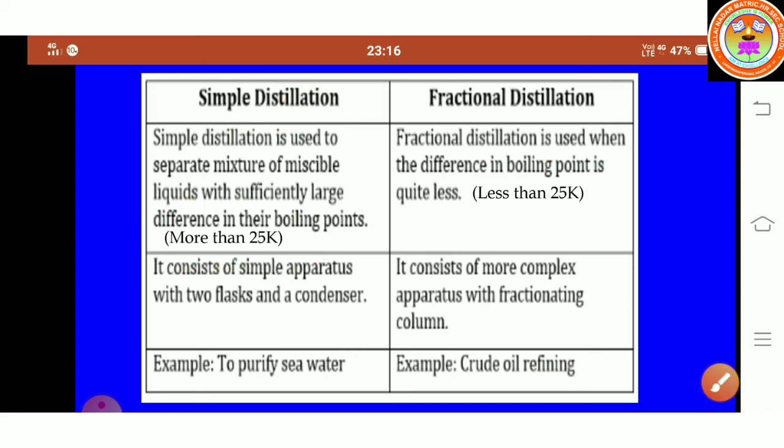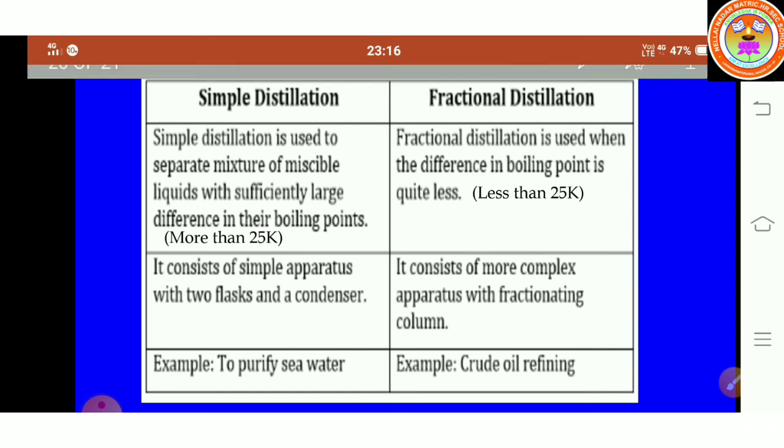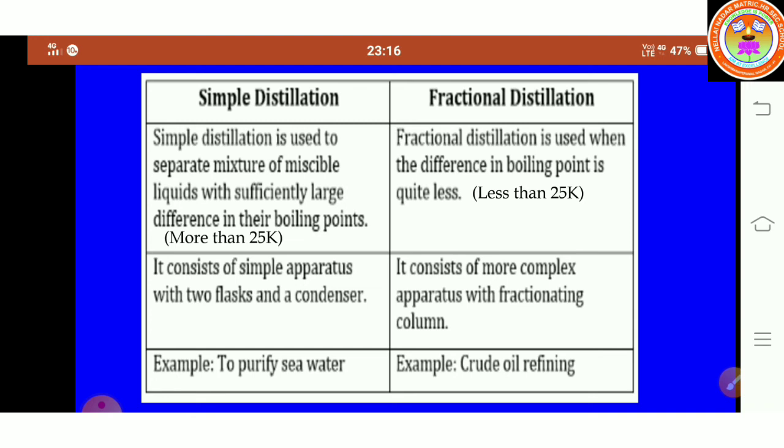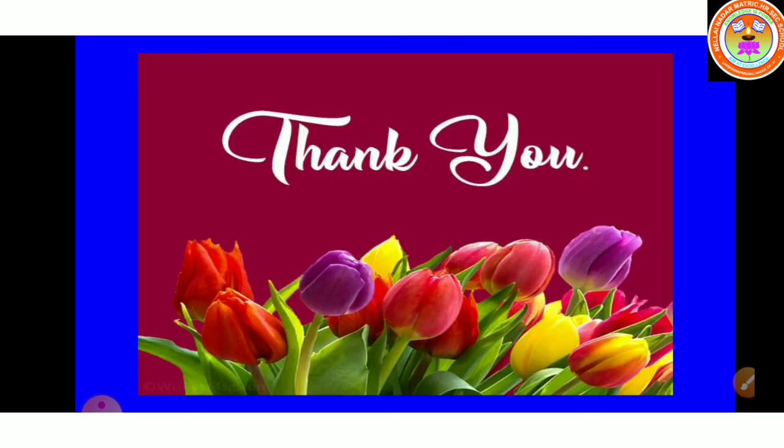The second difference is that simple distillation consists of simple apparatus with two flasks and a condenser. Fractional distillation consists of more complex apparatus with a fractionating column. An example for simple distillation is purifying seawater, and an example for fractional distillation is crude oil refining. Thank you students.